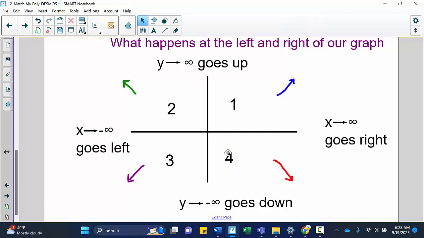But just for our purposes, end behaviors, that's all it's asking. What is happening on each side of the graph? So hopefully that helps summarize what we've seen and get you going on the follow-up work.